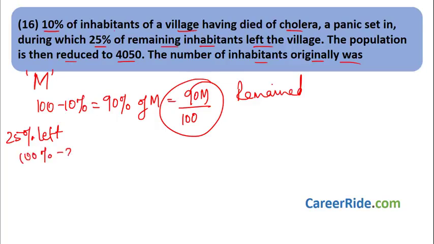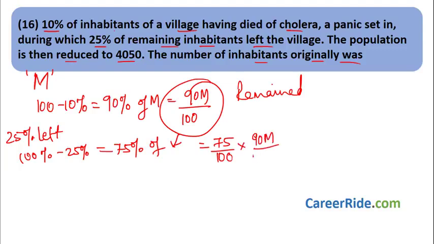100% minus 25% would be 75% of the remaining people remain in the village. That is nothing but 75 upon 100, because percentage means divide by 100, and of means multiply, and this is nothing but the remaining people. So these many people still remained in the village. Now over here, why did we take 100% minus 25%? Why did we not take 90% minus 25%?